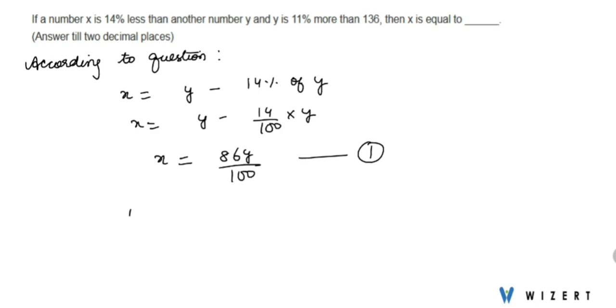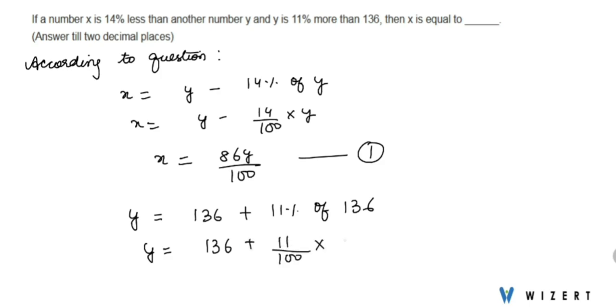And also it is given that another number y is 11% more than 136. So 11% more than 136 is equal to 11% multiplied by 136. So y, if we solve this, is equal to 150.96. Let this be the second equation. But here we have to find x.